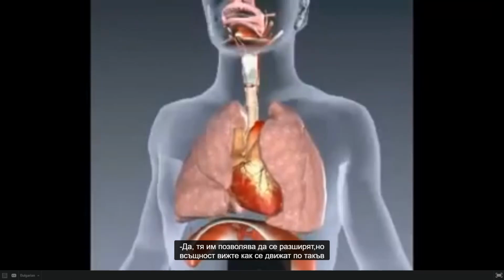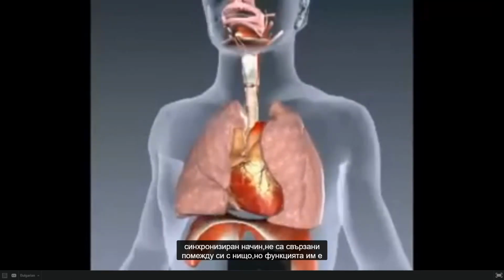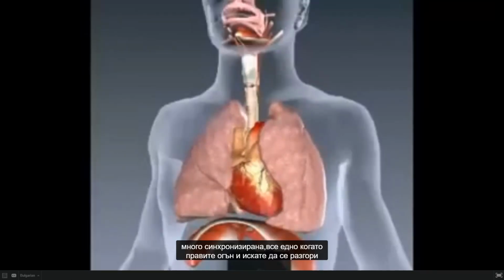But actually, see how they move in such a synchronic way. They are not connected to each other. They have no bridge between the diaphragm and lung, but their function is so synchronized.